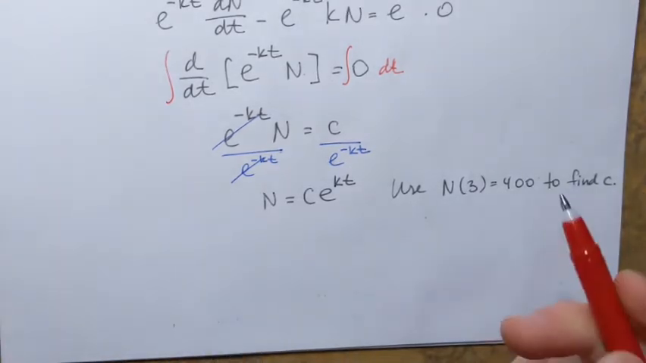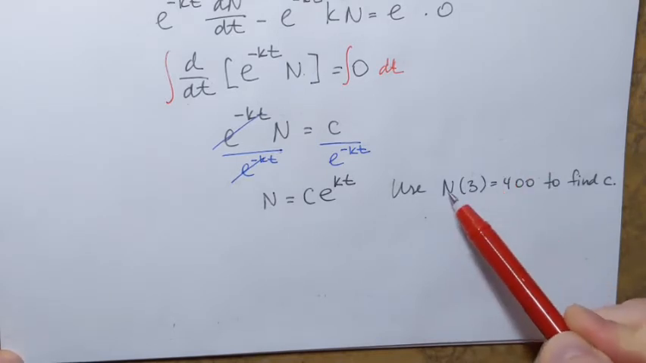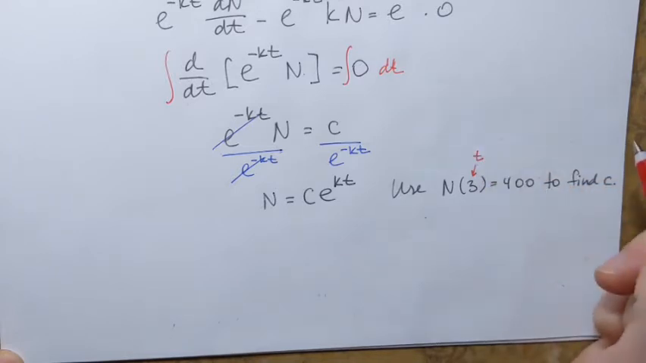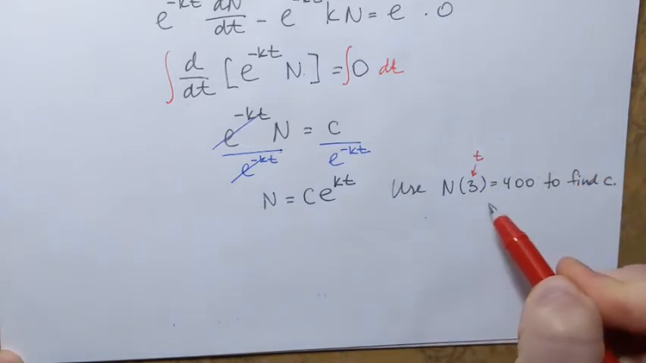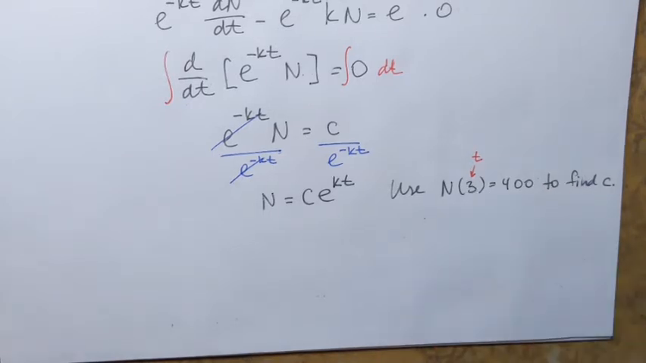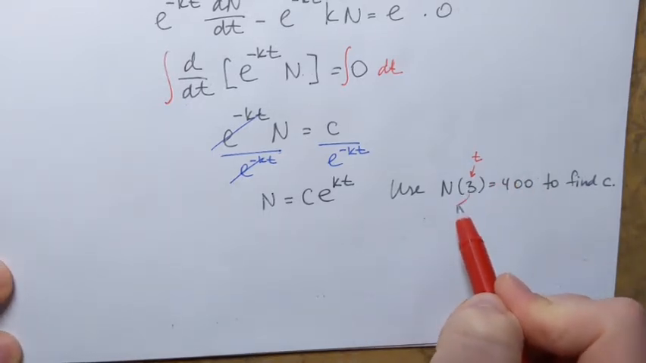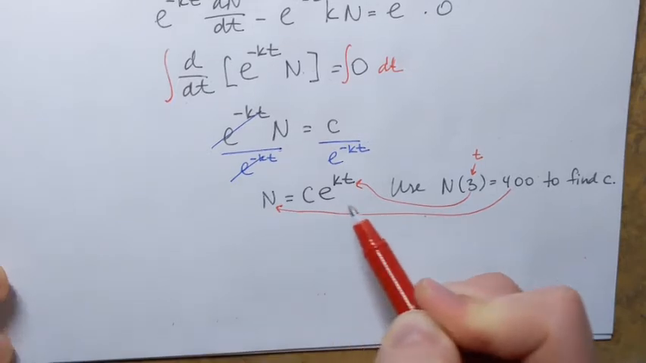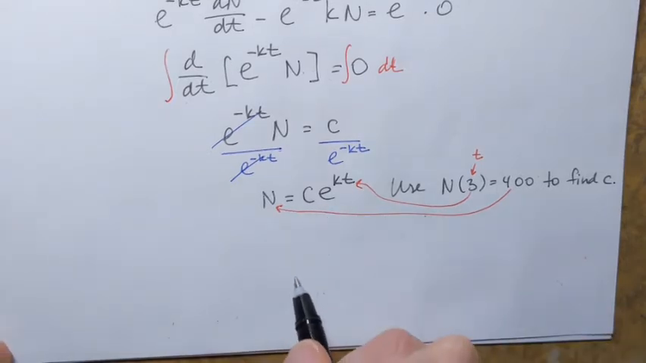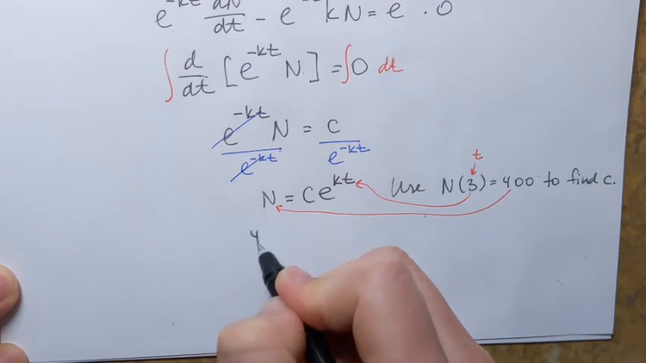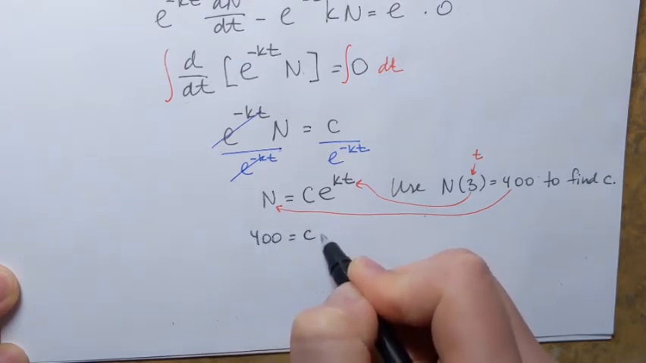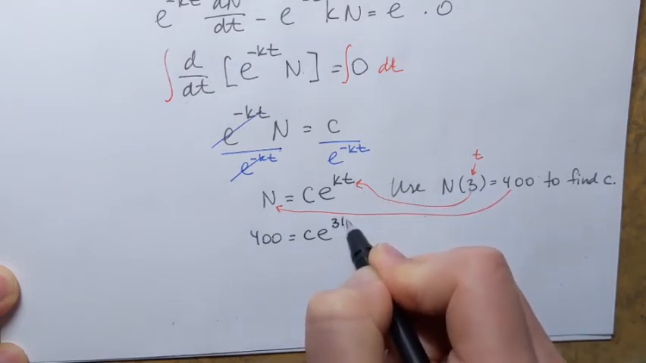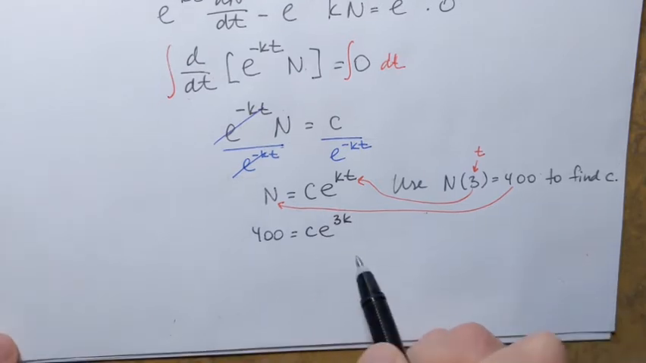So how do we use that? Well, we have to remember the notation. Notation N of 3 means that 3 represents time t, and then 400 represents the function value for that t value. So long story short, 3 is going to be plugged in for t, and then 400 is going to be plugged in for N. And that will help us to find c. Let's try that. So 400 equals c e to the power, so t is 3, so 3k, like that.